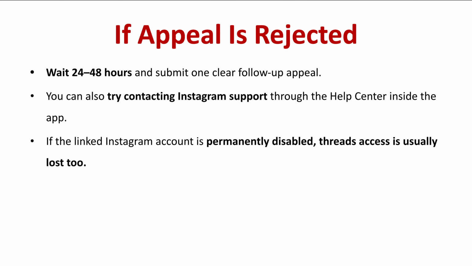If the appeal is rejected, wait 24 to 48 hours and submit one clear follow-up appeal. You can also try contacting Instagram support through the Help Center instead of the app. If the linked Instagram account is permanently disabled, Threads access is usually lost too.